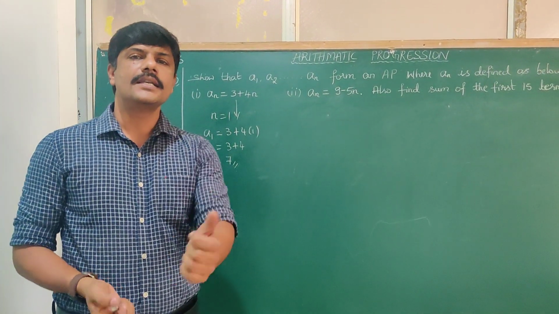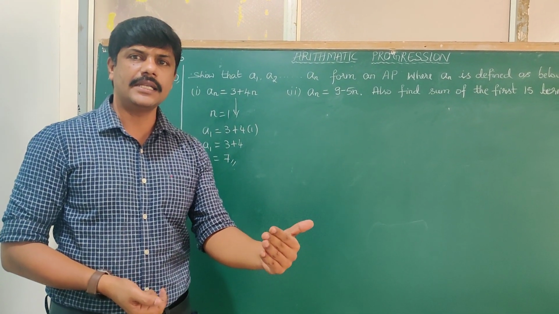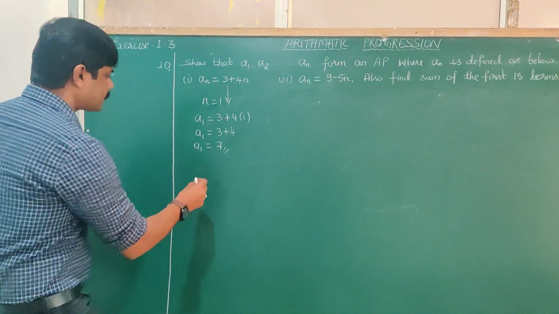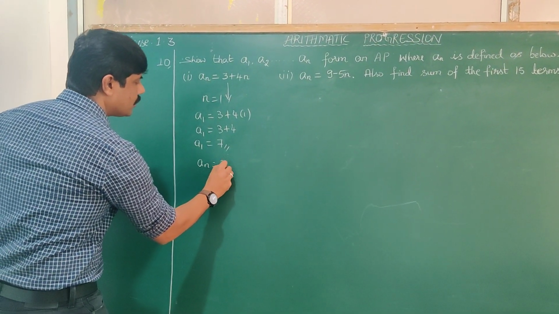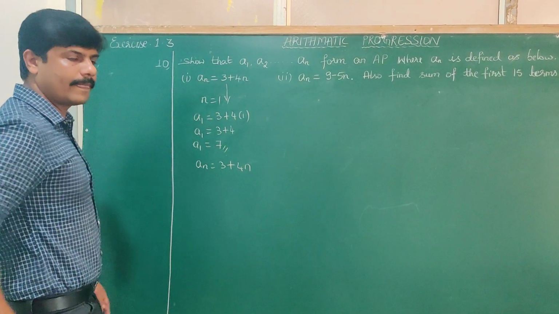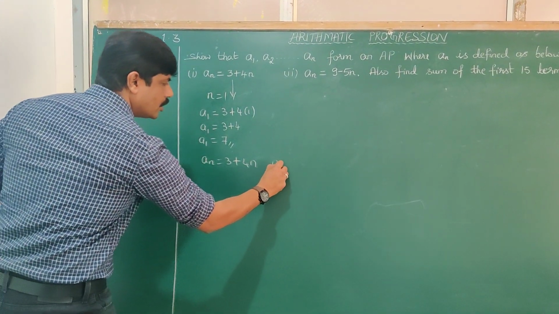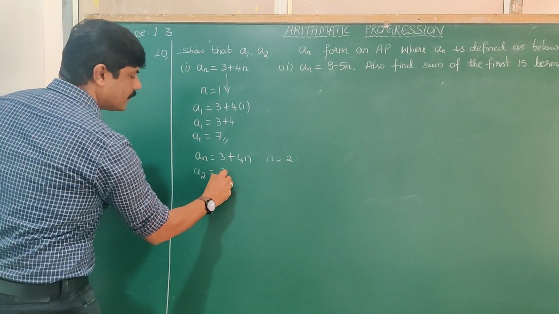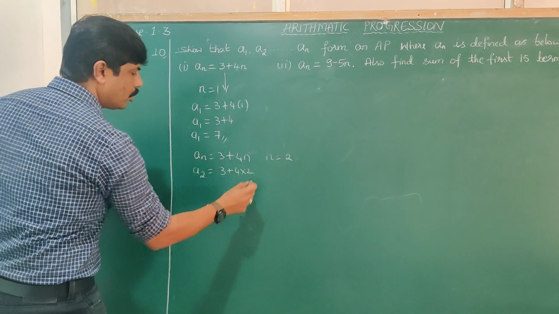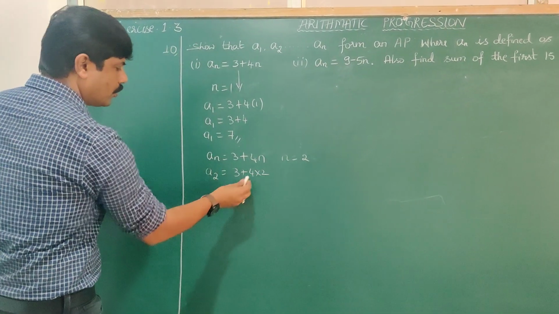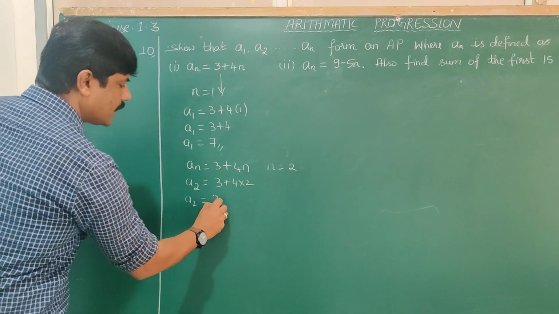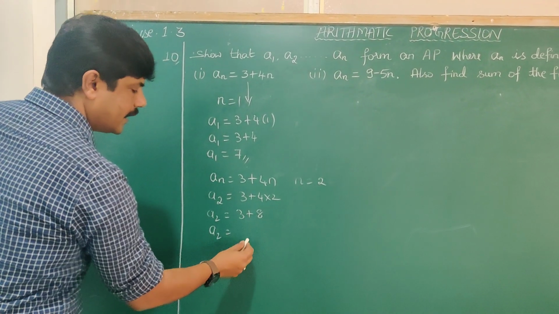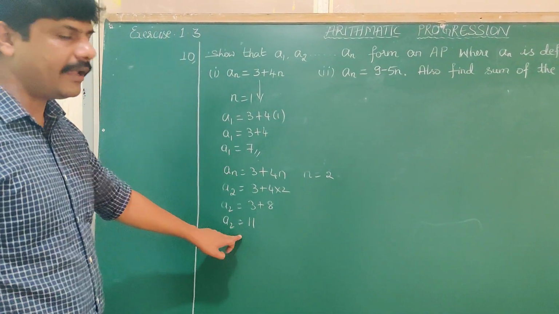How do you find the second term? Substitute n equal to 2. AN is equal to 3 plus 4n, place n equal to 2, and you get the second term. A2 is equal to 3 plus 4 into 2, because n is 2. 4 into 2 is 8, so A2 is equal to 8 plus 3, which is 11. The second term we got is 11.